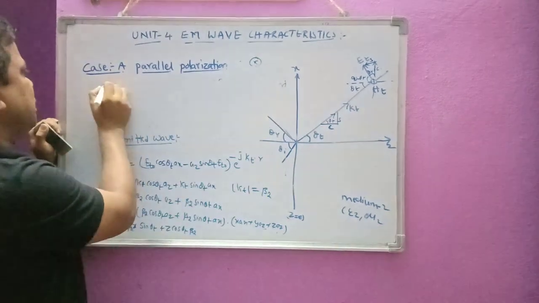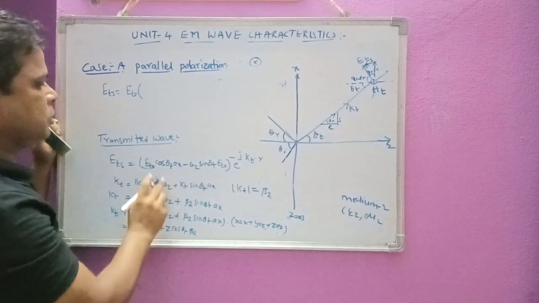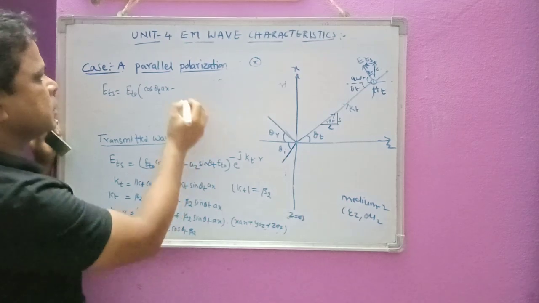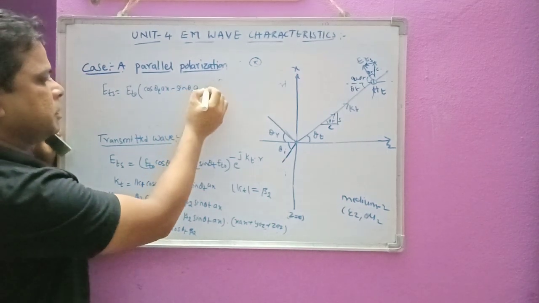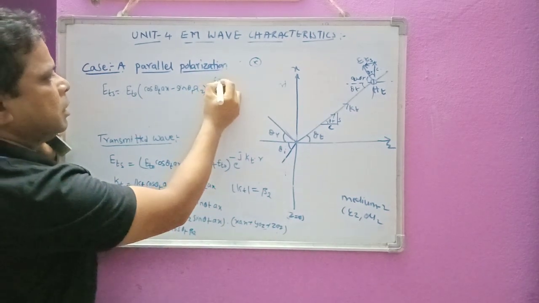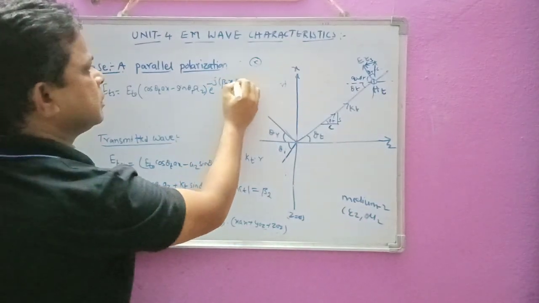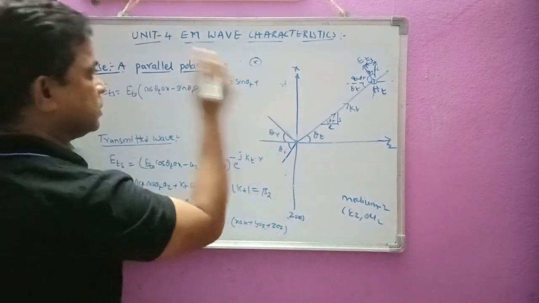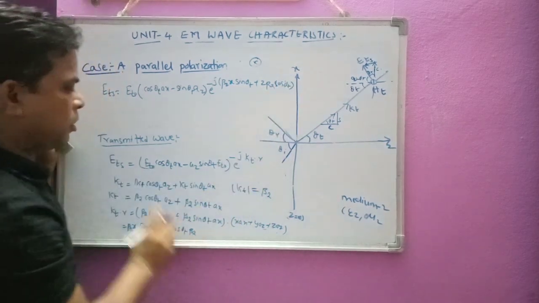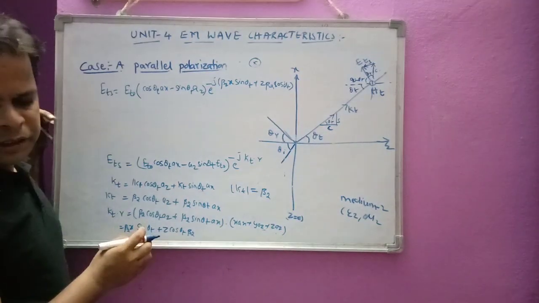I can write the final equation for ETS by taking ET0 common: ET0 (cos theta t ax minus sin theta t az) e power minus j, into beta 2 x sin theta t plus z beta 2 cos theta t. Now we have substituted, and I can write the transmitted wave equation easily.